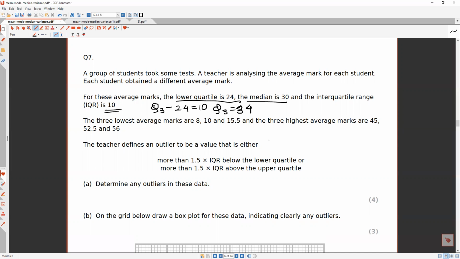More than 1.5, okay, or below the lower quartile. I mean, they gave you a formula, Q1 minus 1.5 into IQR, remember? Okay, Q1 is 24. 24 minus 1.5 into 10. They said more than, meaning greater than, okay? 24 minus 1.5 into 10 is 15, no? 24 minus 15 is, on the calculator, 9.